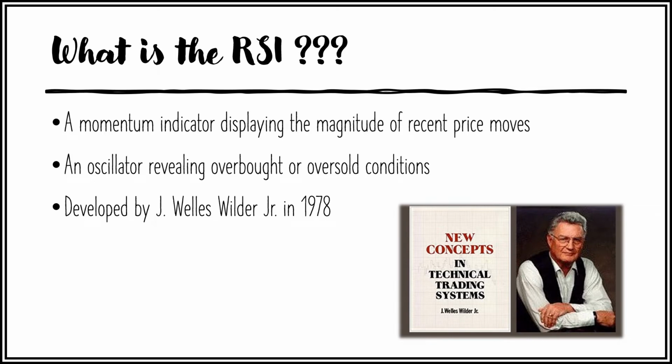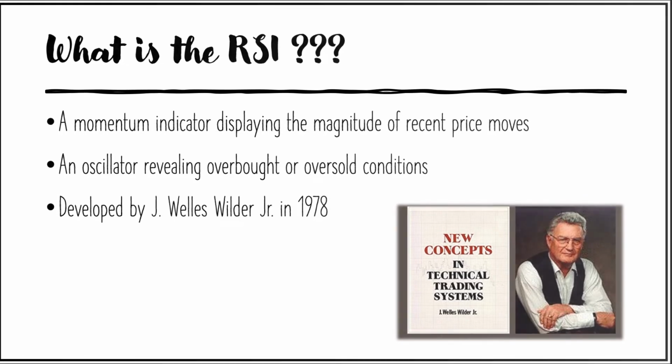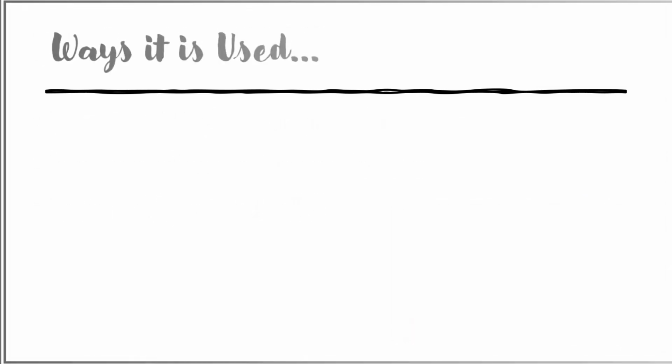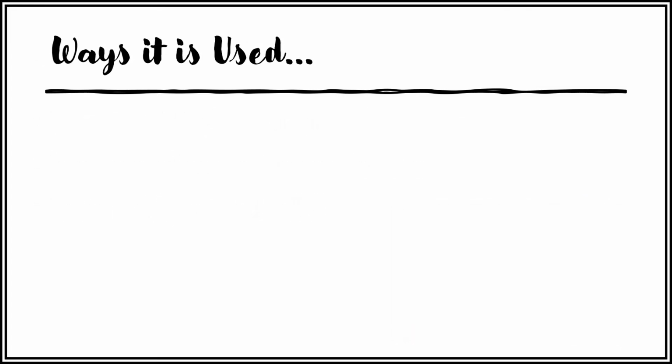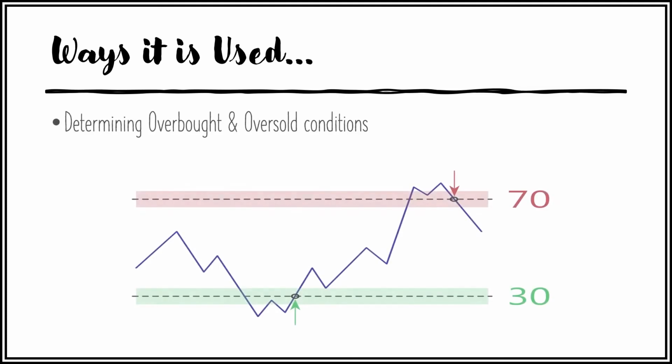And let's look at ways that it can be used. All right, so the first thing most traders think of when they hear of the RSI would be determining overbought and oversold conditions in whatever asset they're looking at, whether that be Forex, stocks, commodities, doesn't matter. It can be used for all of them. It's all in how you use it.